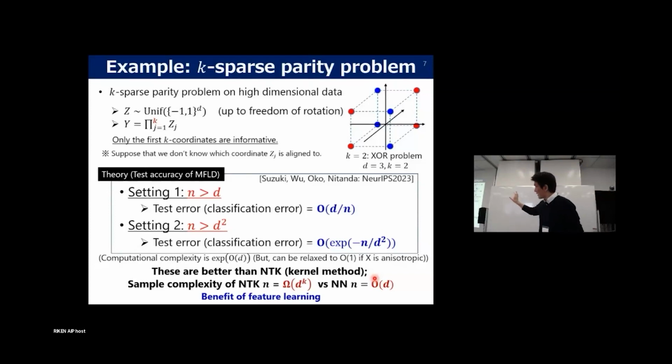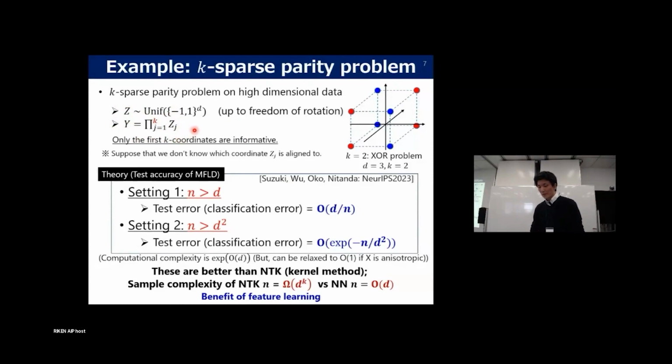So now we consider very simple settings, the so-called k-sparse parity problem. Let us consider input z, which is a d-dimensional vector with ±1 in each coordinate, just random ±1 with even probabilities. Then you pick the first k coordinates from this d-dimensional vector and take the product. This is the output, the label y.